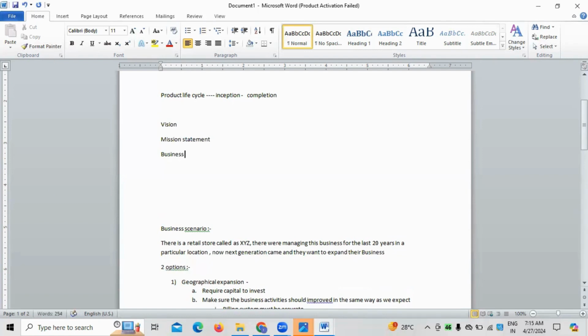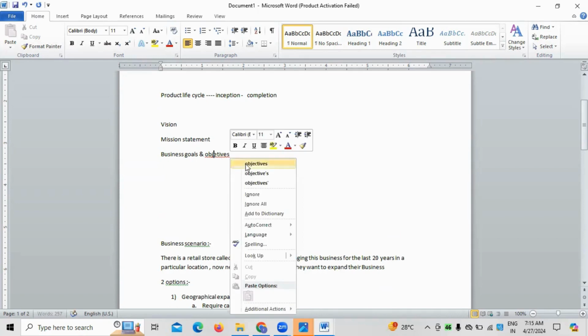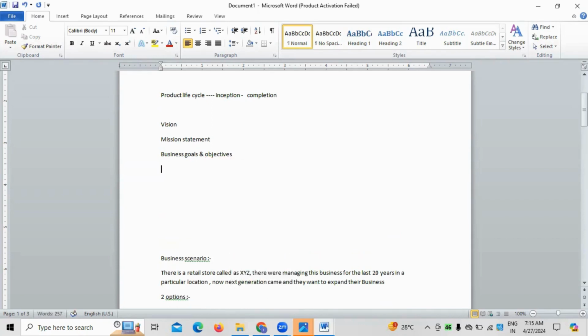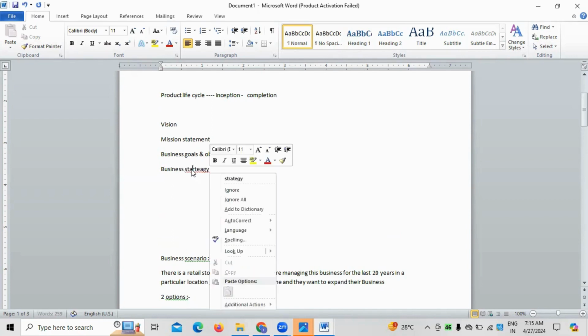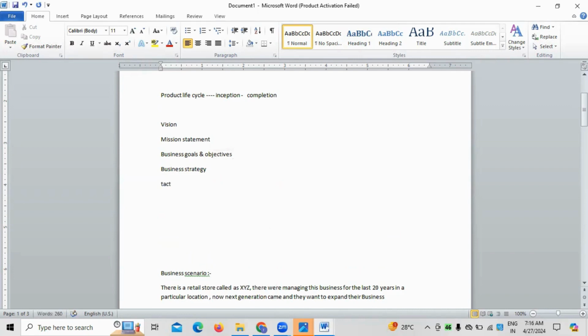Then business goals and objectives. These business goals and objectives might be multiple. Next, to implement that, you require some business strategy. Next, if you want to implement this business strategy, you require some tactics. This is where it comes under implementation.